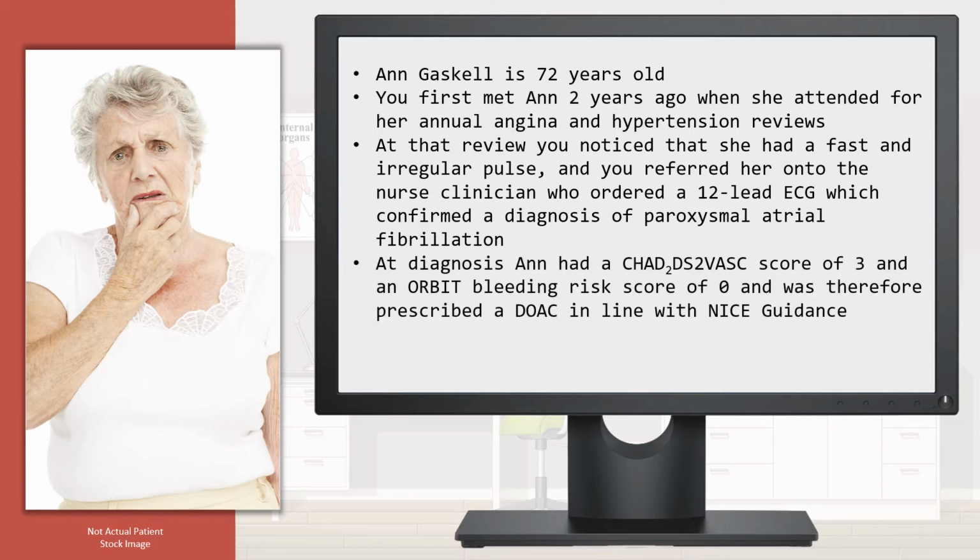Now, at diagnosis, a CHA2DS2-VASc score was carried out, and that came up at 3. And then she had a bleeding risk score, which came up as being 0. Because of this, she was prescribed a DOAC in line with NICE guidance. Now then, Anne is here today for her first annual AF review after diagnosis. So that's what we're tasked with. We're going to be doing Anne's very first annual review.